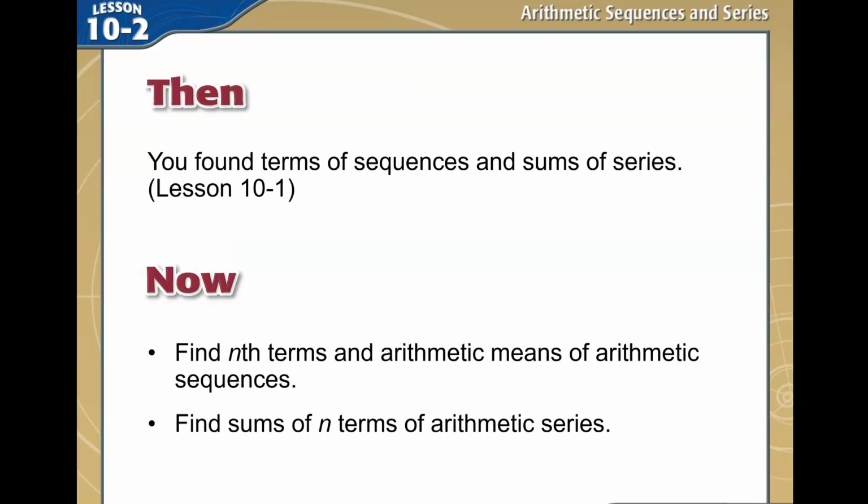In the last lesson, lesson 10.1, we studied how to find the terms of sequences and their sum. Now in this lesson we are going to find the nth term of arithmetic sequences. Once we are done with that, we are going to find the sum of n terms of arithmetic series. Clear? This is also a really important topic, and you will learn how to make an explicit and a recursive formula, which is a really important lesson.